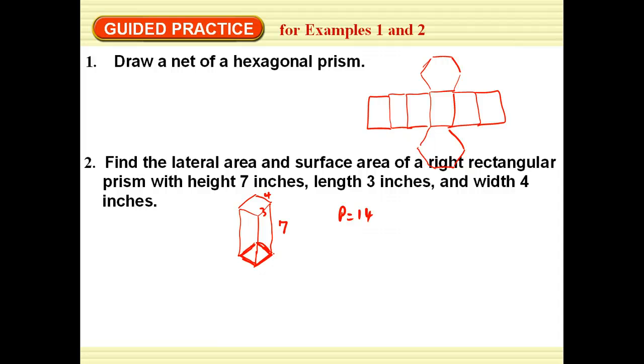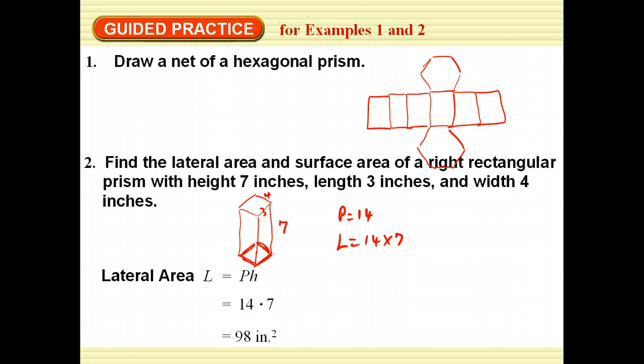So I needed to have that. And then multiply that times the height. So the lateral area is 14 times 7, which is 98 square inches.